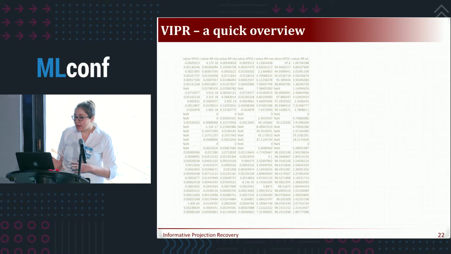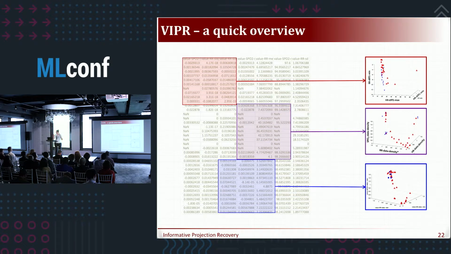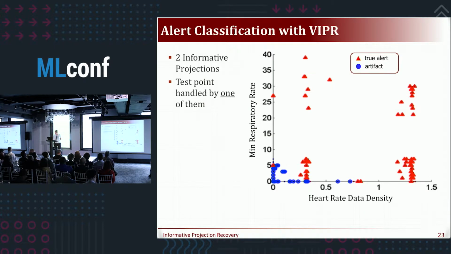Now let's go back to our application, and let's assume that we have this table where each row is an alert and each column represents the extracted feature. Again, each alert can be a true alert or an artifact, and we're trying to build a classifier. Our machine learning tool, called VIPR, partitions the data and extracts projections in which the alerts are either convincingly real or easily dismissible as artifacts.